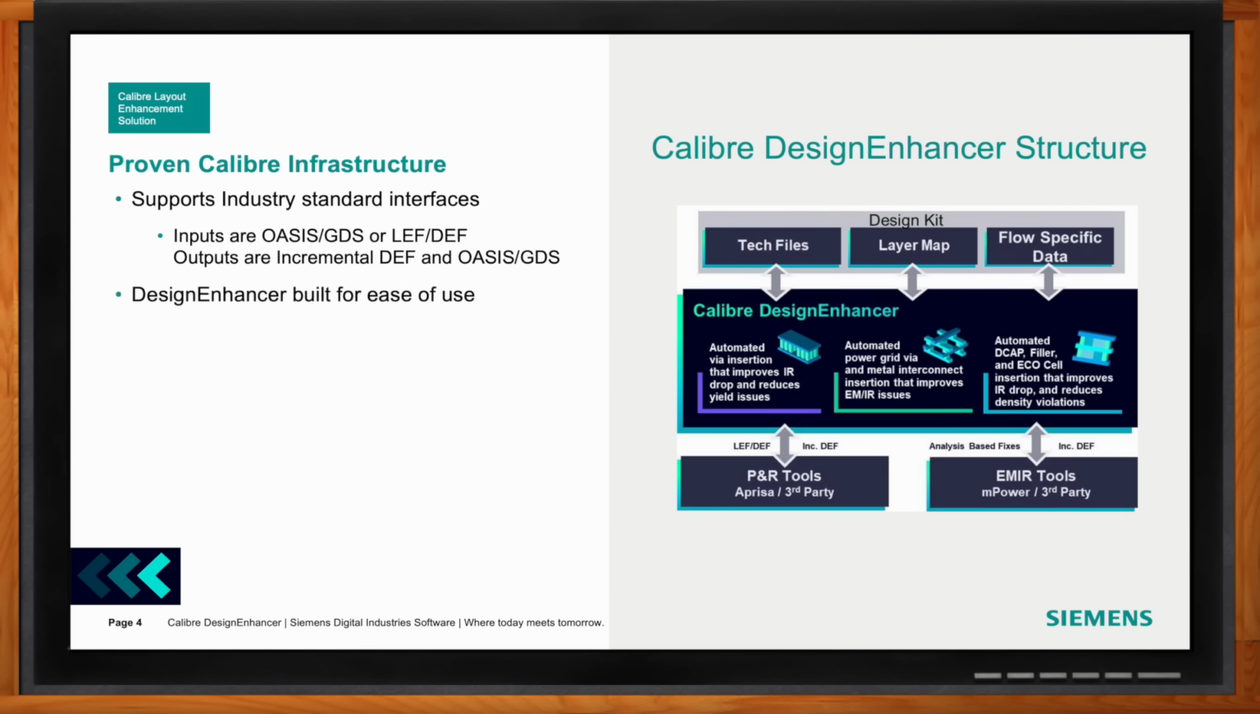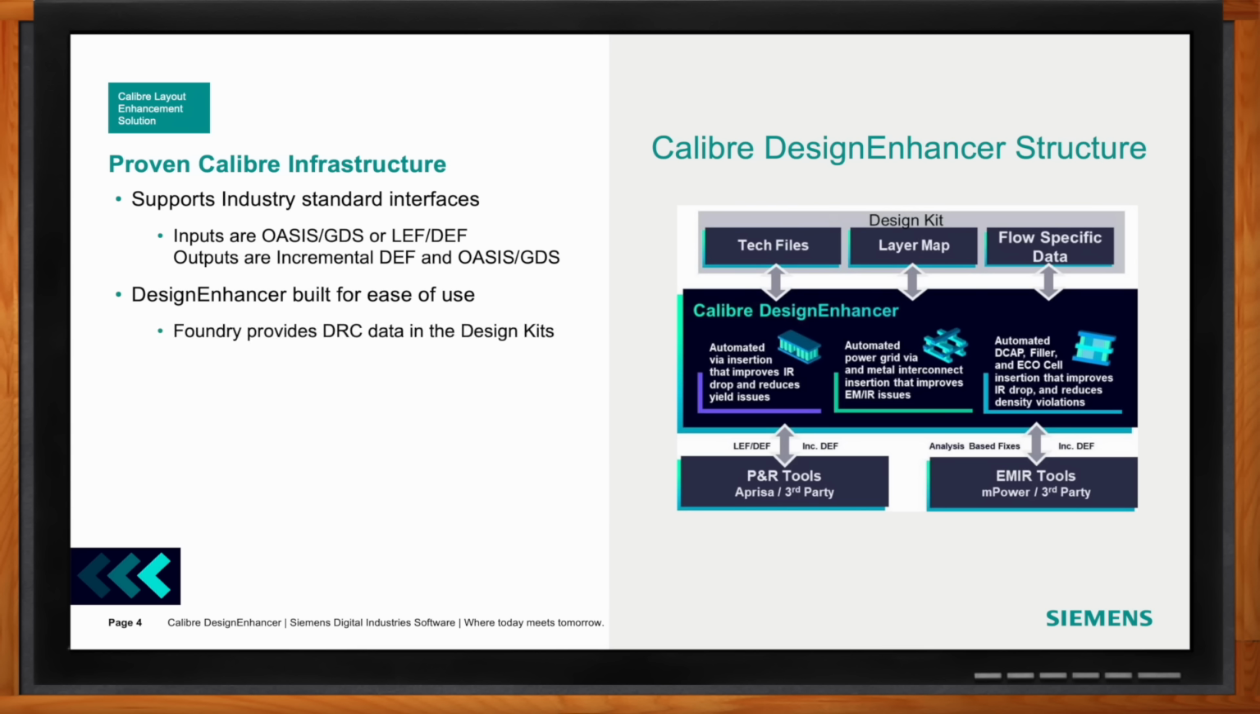At the same time, we also generate OASIS and GDS so that customers can start running their physical verification as soon as possible. This really makes it much easier for our customers to use. And then we added another layer for ease of use. Since Calibre is used across the board at all the leading foundries, we want to make sure these applications are available to those customers.